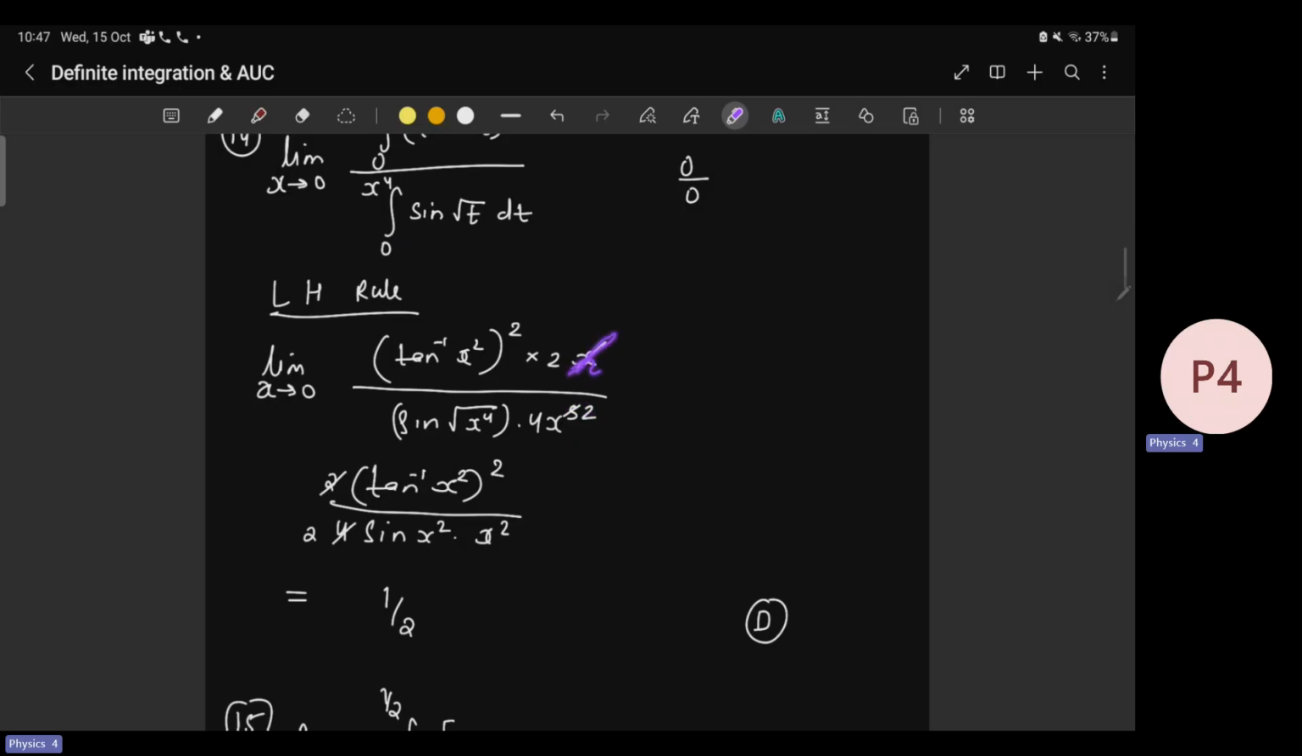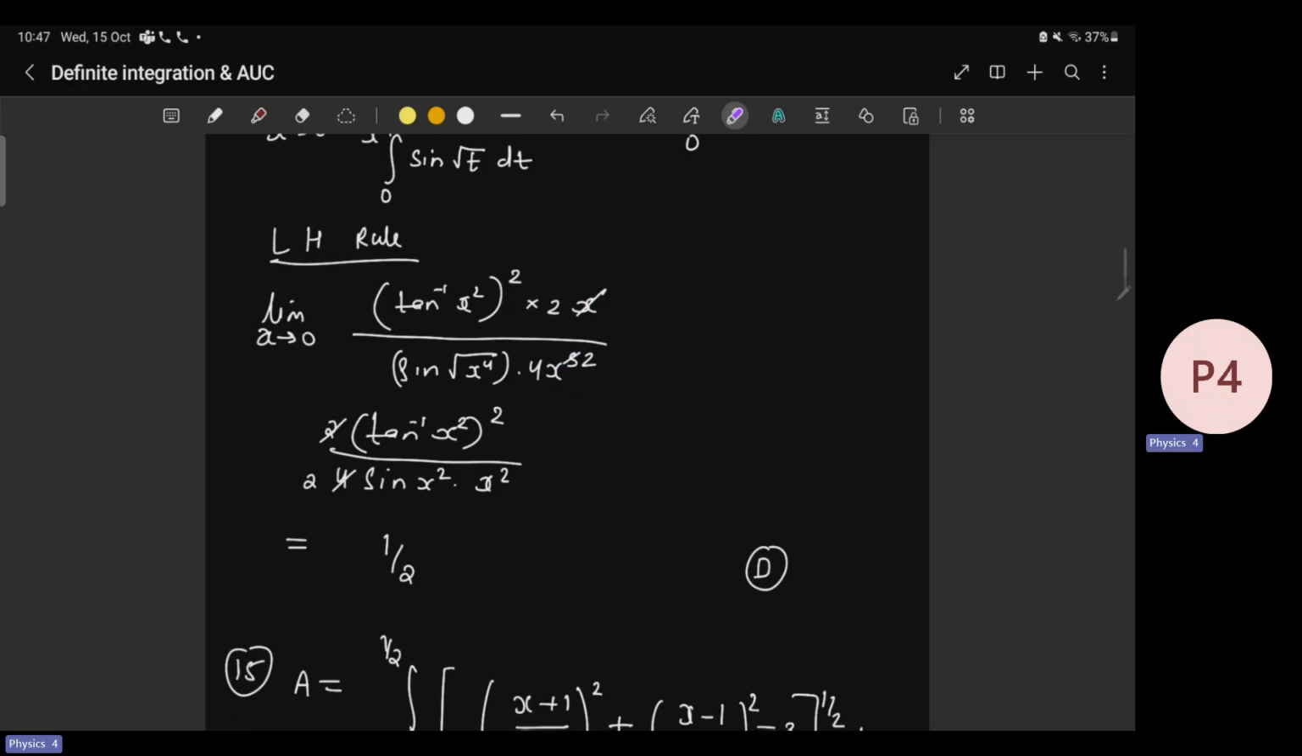Now x is cancelled out with this, this is x square. So this 2 is cancelled out with 4, that is 2. So here we have tan inverse x square whole square, sine x square into x square. Now we can easily solve.